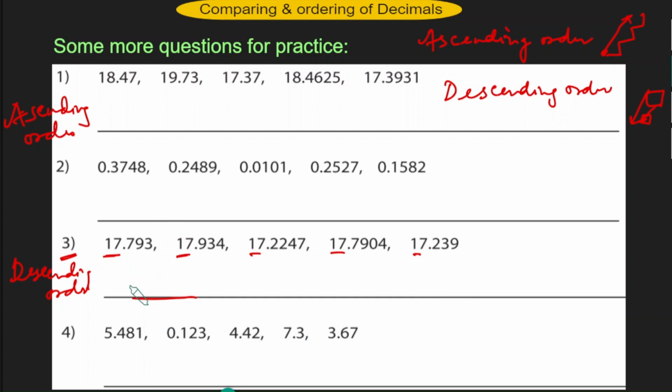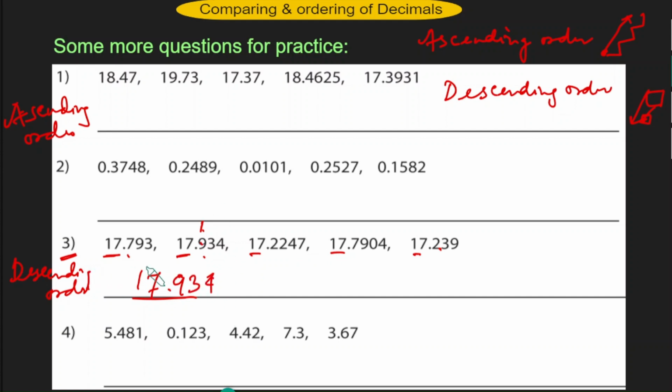So yes, because we are arranging this in descending order, we will find which is the greatest number among all. So 17.7, 17.9, this appears to be greater than that. We will ignore that and check with others. 9, 2, 7, 2. In the tenths place, 9 is greater among all. So we can see that this is going to be the first number to be written in the order: 17.934. Now it has been selected.